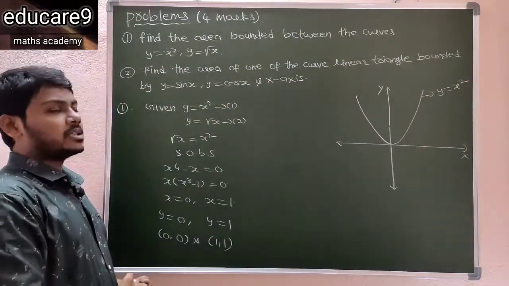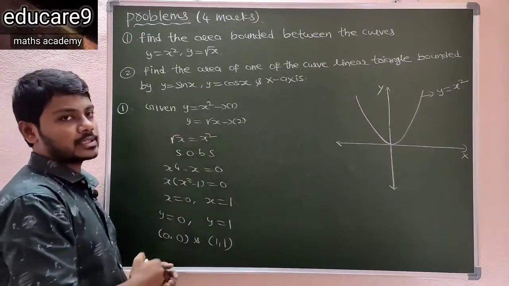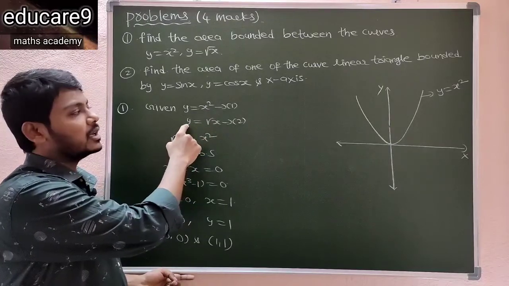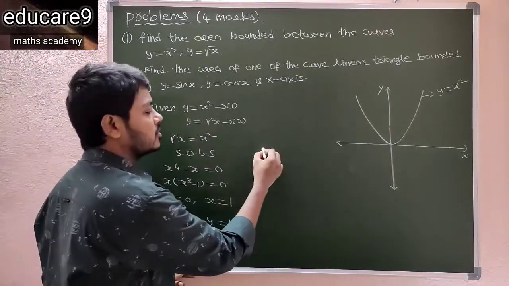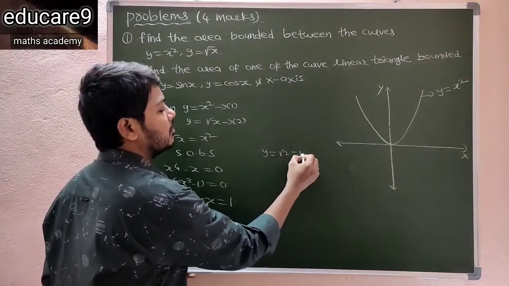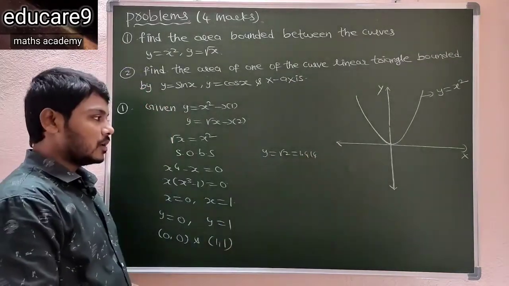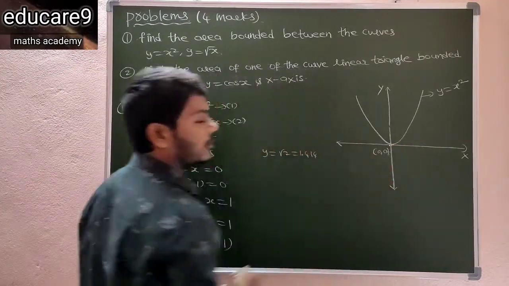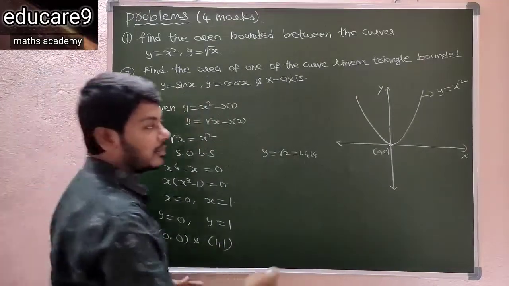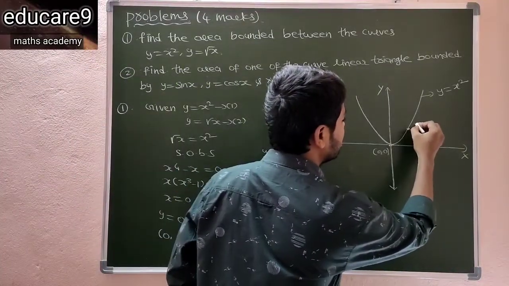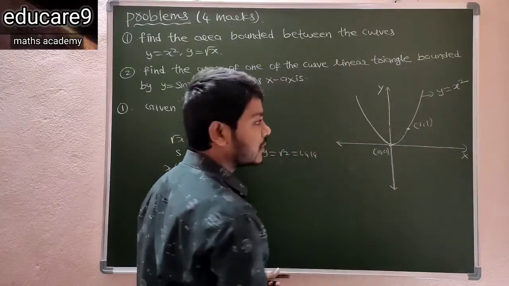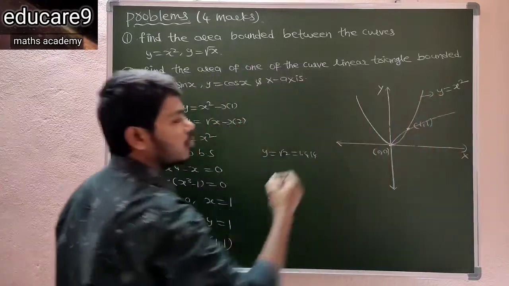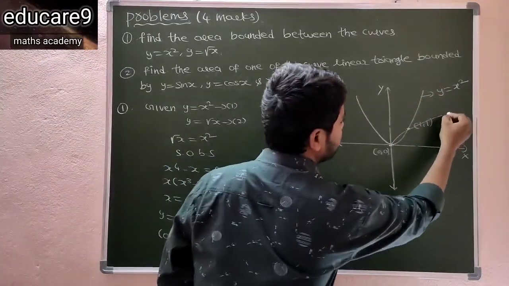Next, to draw the graph of y is equal to root x. See here, if x is equal to 1, the y value is 1. If x is equal to 2, y is equal to root 2, that is 1.414. Now here, this is one of the points of intersection, and another one is (1, 1). Suppose this is (1, 1). So this is the graph of y is equal to root x.